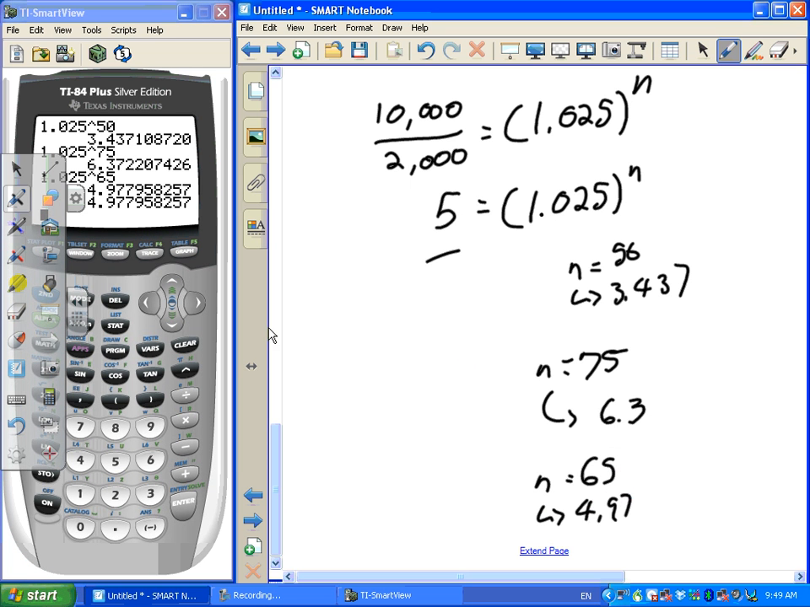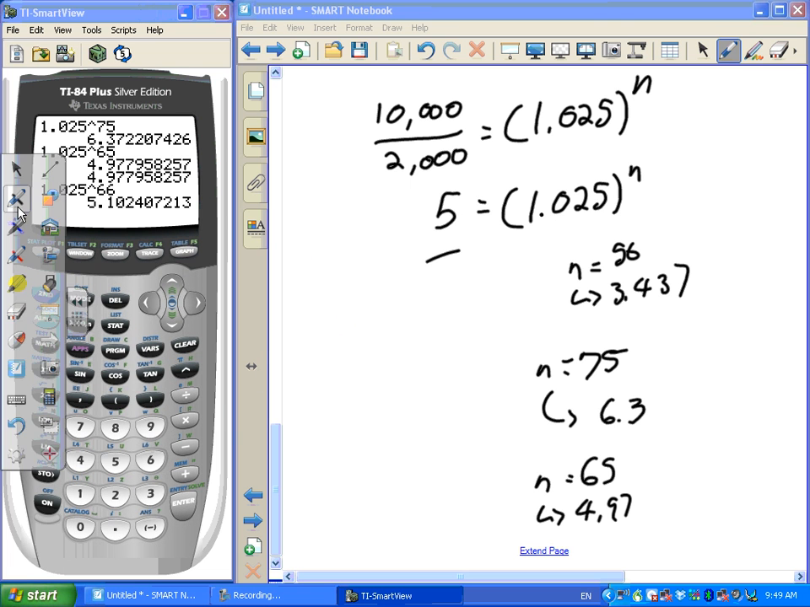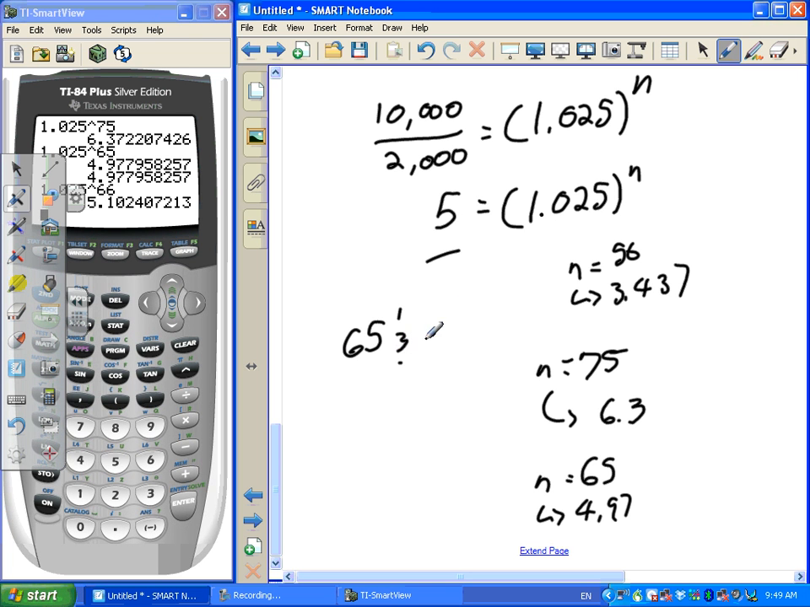Okay, let's try 66. 1.025 to the power of 66. I'm over. Okay, so we know somewhere between 65 years and 66 years, he will finally have $10,000 from $2,000.